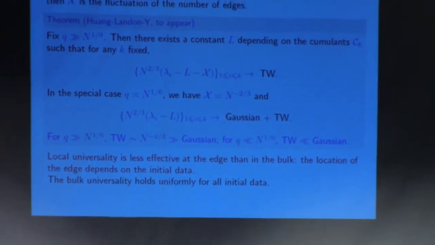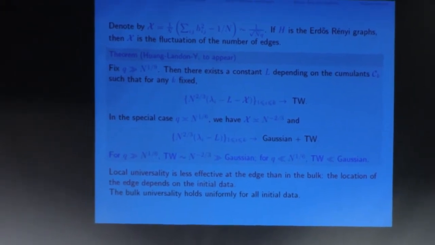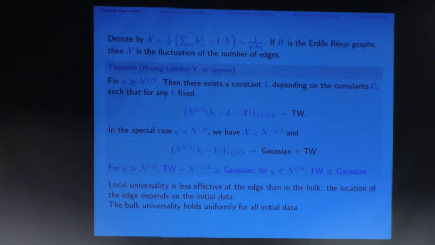So this was the sparse result, and now we combine his method with the edge universality, the local convergence speed of Dyson Brownian motion, and what we can do is slightly better. There's a quantity, h_ij squared minus 1/n, which is the fluctuation of the edge. So you look at this chi, the fluctuation of the total edge, and then if you take your eigenvalue, subtract this quantity L, and in addition subtract the chi, then it will converge to Tracy-Widom for q bigger than n to the 1/9.